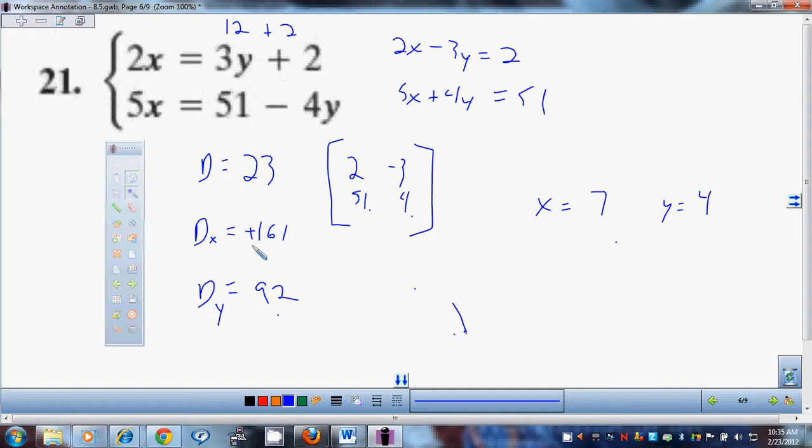Write out your equations. You're freezing. Would you like to move somewhere? Lots of empty tables. Okay.